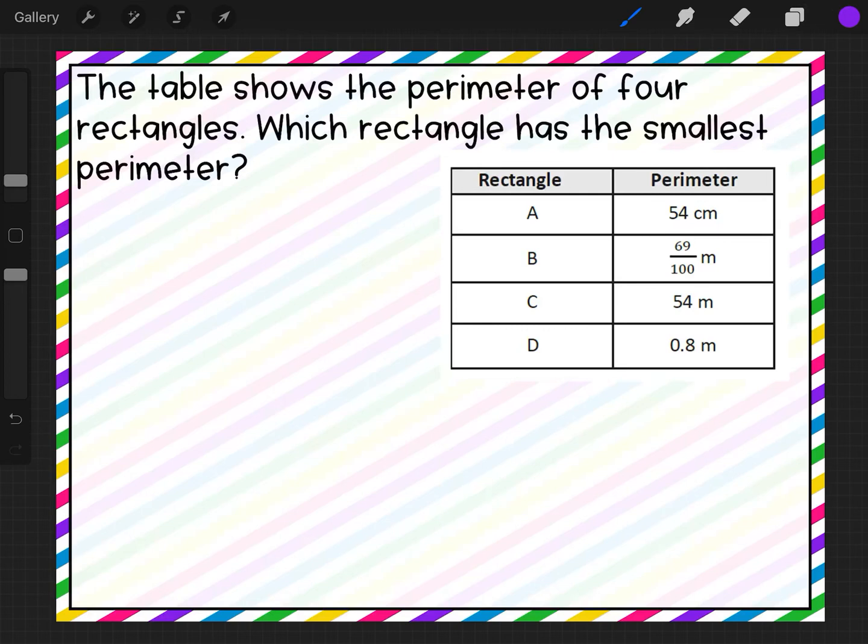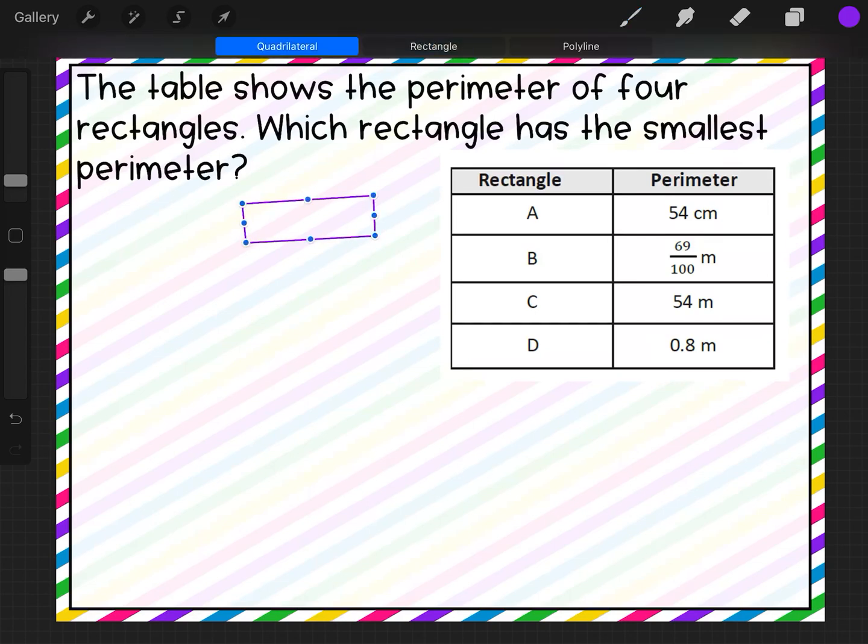The table shows the perimeter of 4 rectangles. Which rectangle has the smallest perimeter? All right, I'm remembering perimeter is the outside of a square or a rectangle or really any shape.